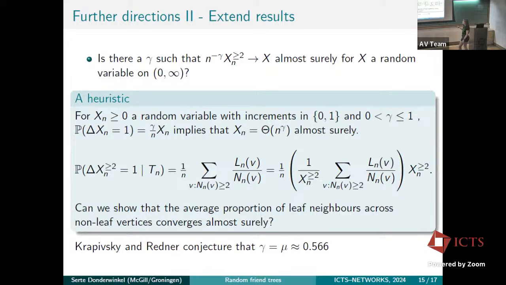So ideally, what we would like to do is, as I already said, look at the small degrees. So what contributes to this sum? Well, every vertex contributes at most one, because this is a ratio, a proportion. So the large degree vertices are not really going to contribute to this. This is really about small degree vertices, because you have many more of them.